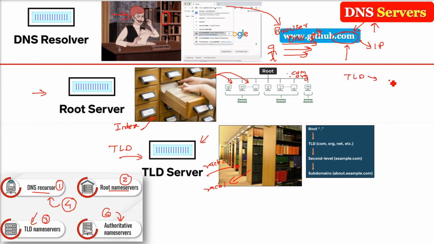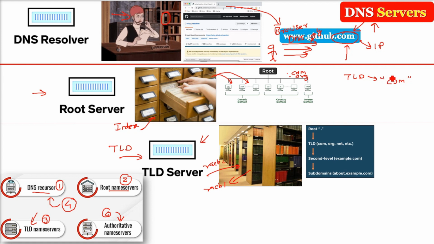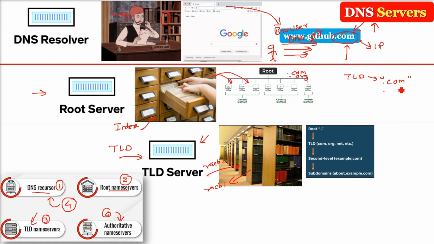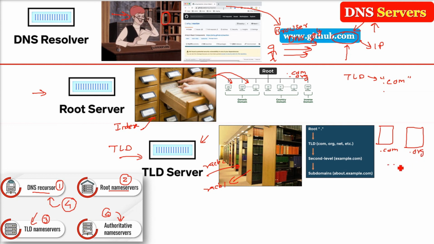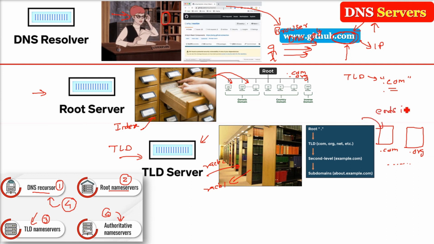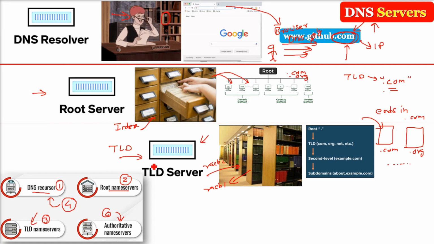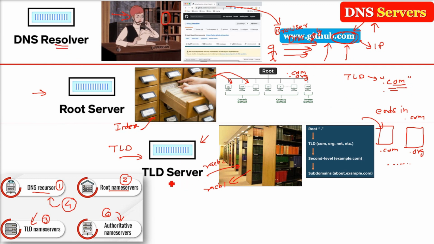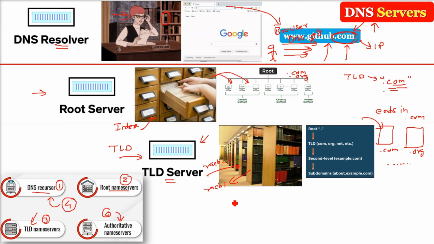So this TLD name server keeps track of all domains with the same domain extension, such as .com, .net, or whatever comes after the last dot in the URL. A .com TLD server, for example, includes information on every website that ends in .com. So if a user searches for say google.com or github.com, the DNS resolver would submit a query to a .com TLD name server, which would answer by referring it to the authoritative name server for that domain.